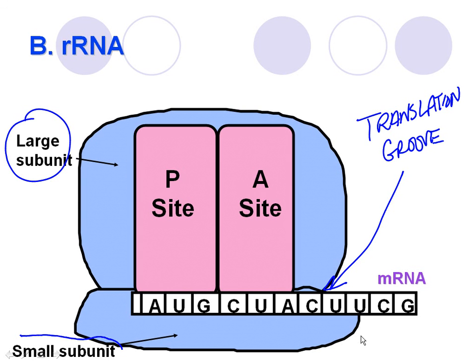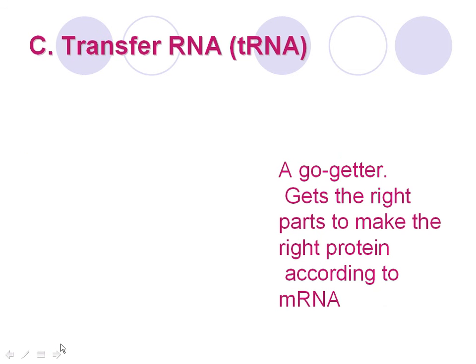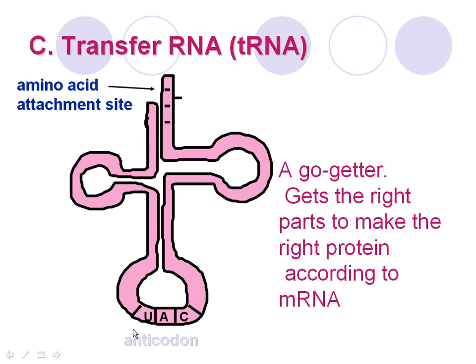Okay, so if we can move on. Okay, and then again, the transfer RNA, this is the guy that we refer to as our go-getter. It's going to be responsible for going out and picking up the right amino acids that are available in the cytoplasm according to the message that's on the messenger RNA. So according to the codon. Those 3 bases are what's going to tell us which molecule we're actually going to go out and pick up, so which amino acid.